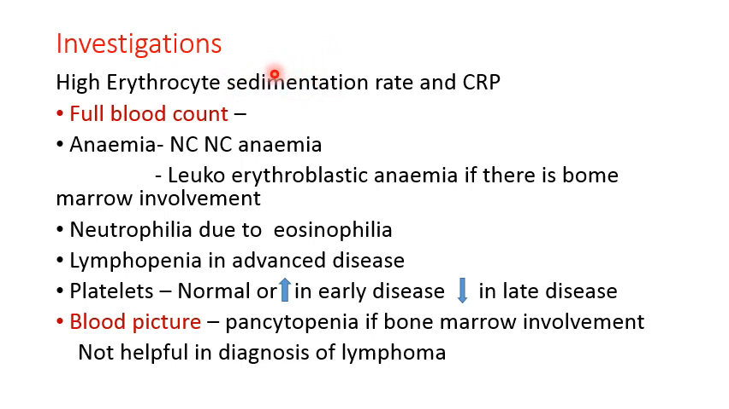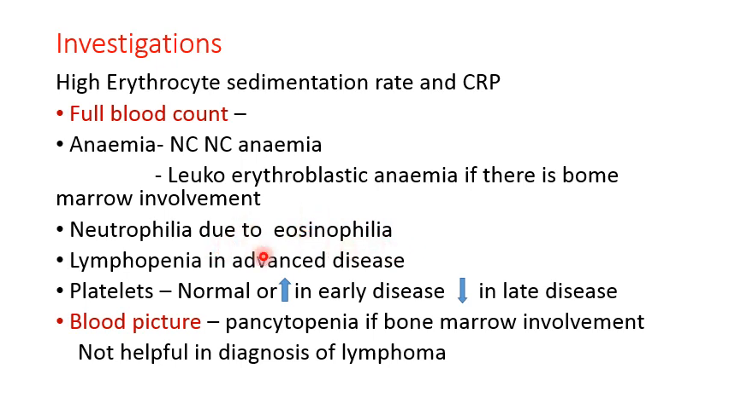You can use ESR to monitor the response to treatment of the disease. And what are the features in full blood count? In the full blood count, you can get normocytic normochromic anemia because of the anemia of chronic disease. In addition, if there is bone marrow involvement, you can get leukoerythroblastic anemia. And also, there's a deranged, abnormal cell-mediated immunity.